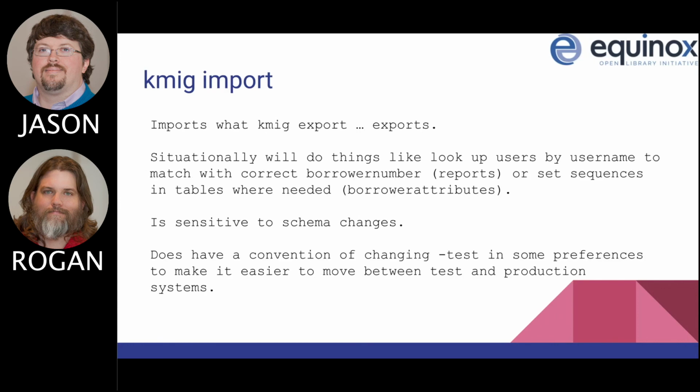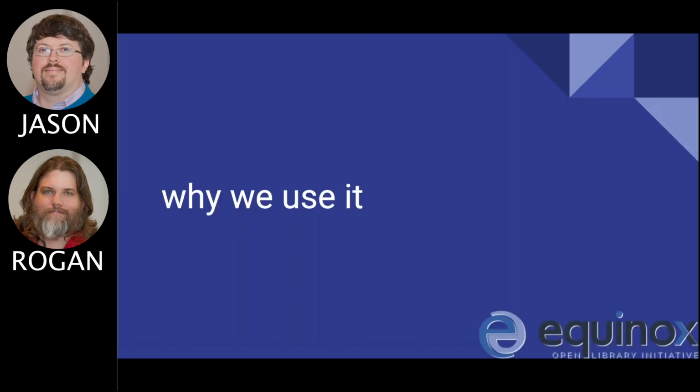And then we have KMIG import. And KMIG import is simply taking everything that KMIG export does and following those same rules to bring it in. So if it has to reset a sequence, it does that. If a table needs to be loaded before another table as a prerequisite for that data set, it does that. All those sorts of things. So it is sensitive to schema changes, and all of that brings us to why do we use it?